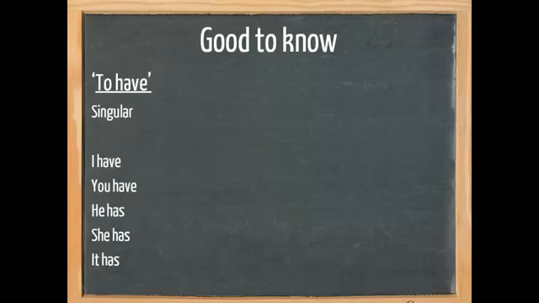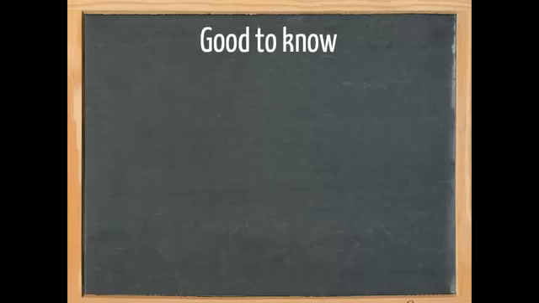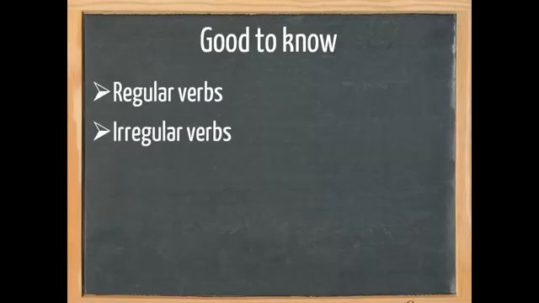For the singular forms, I have, you have, he has, she has, it has. And for the plural forms, we have, you have, they have. It's also good to know that in the English language there are regular and irregular verbs, and it is advisable that you study the most commonly used irregular verbs. Now let's get started. Take a look at these sentences.